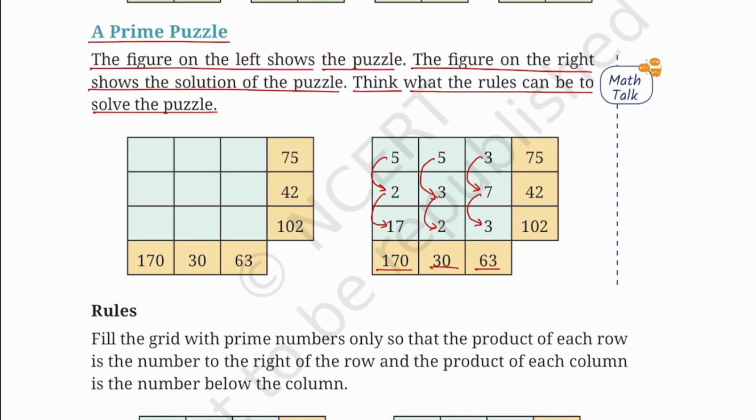That is in the column. If you see the rows, you will observe the same pattern. 5 into 5, 25, 25 into 3, 75. 2 into 3, 6. 6 into 7, 42. Similarly, 17 into 2, 34. 34 into 3, 102.